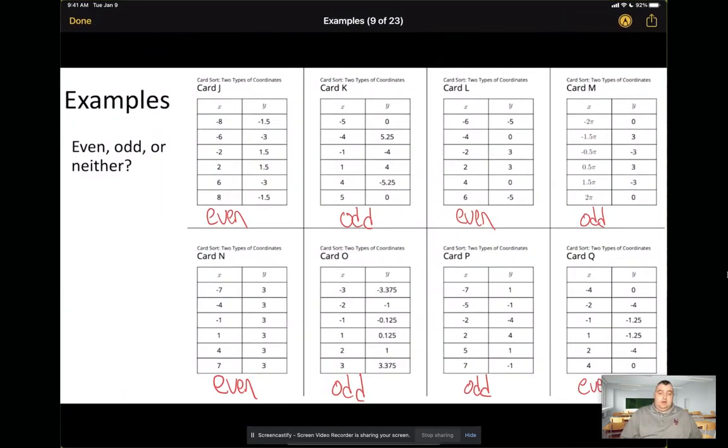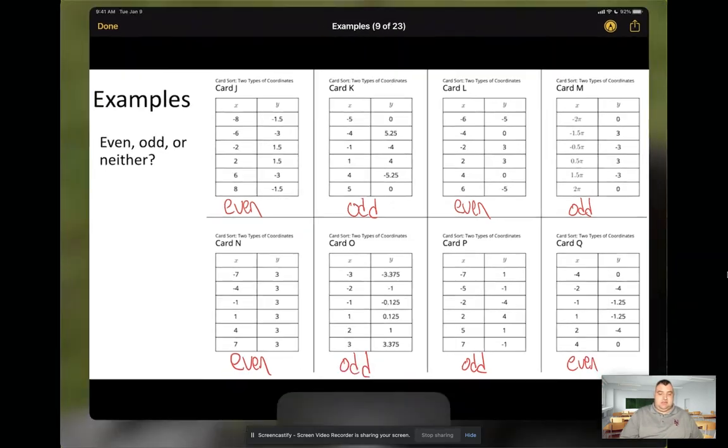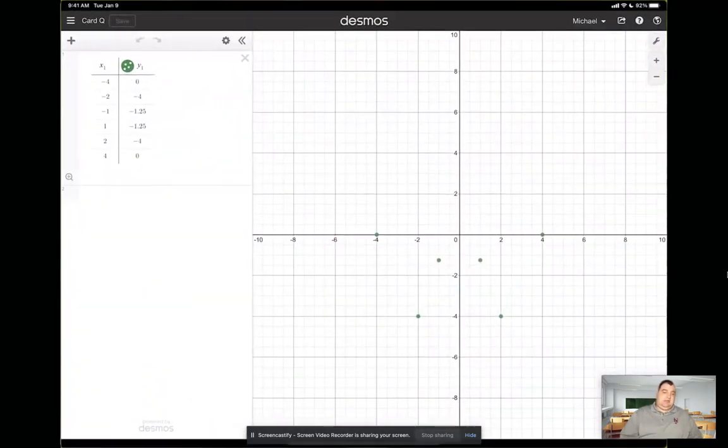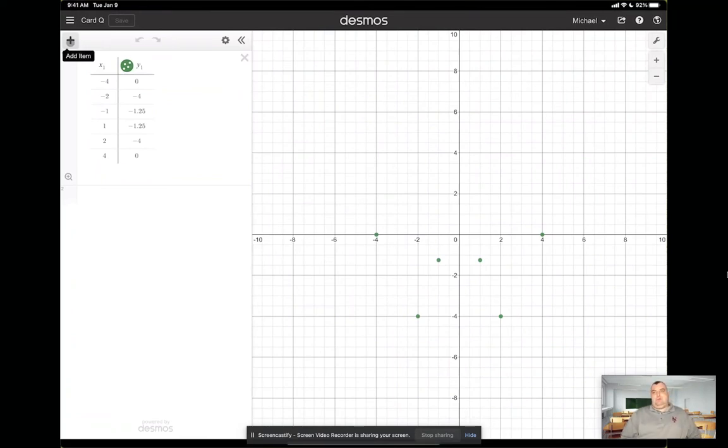Again, if you're wondering how I input these into Desmos, all I did was go to the plus sign in the top left-hand corner of my screen. I clicked on that, then clicked on add a table, and a blank table comes up, and I literally just put in the numbers. The cool thing about Desmos is it plots the points for you as well, so you can easily see whether it has that symmetry or not.